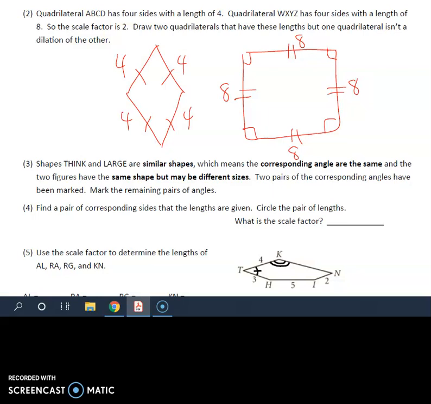All right, so problem 3 says, think in terms of similar shapes, which means corresponding angles are the same, and the two figures have the same shape but maybe different sizes. Now I want to talk a little bit about why this statement is critically true for similar shapes, even though above we just eliminated it because of what happened on the previous page and also in problem 2 above. It says same shape but different sizes. The one thing we need to add to that is that the corresponding sides have the same scale factor.